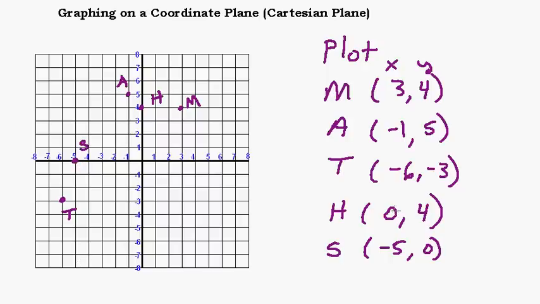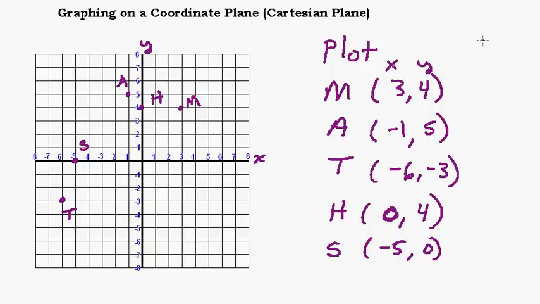When you have a 0 for your X value, your point is on the Y-axis. When you have a 0 for your Y value, your point is on the X-axis.